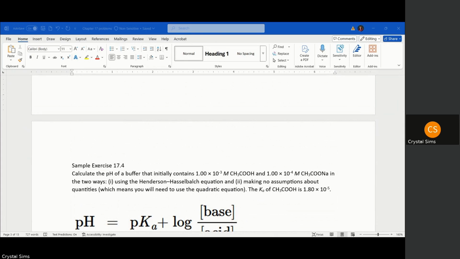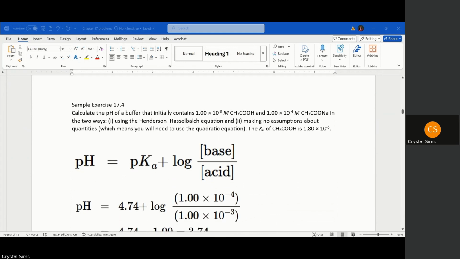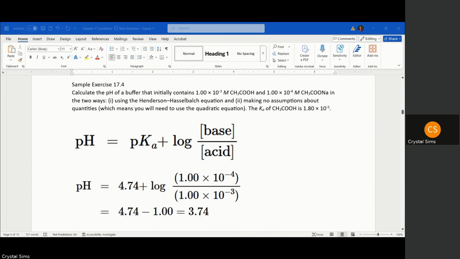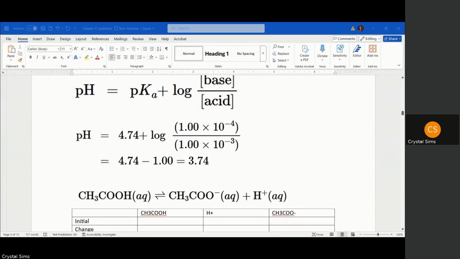So the first thing we're going to do here is use our equation, and that's what we've done here. Remember, it's pKa plus log of the concentration of the base divided by the acid. We have our concentrations here that we plugged in, and we've got sodium acetate here, the acetic acid here. The Ka value they told us was 1.80 times 10 to the negative 5, and when we take the pKa of that, we get 4.74. And when we do the math, the pH of this solution we get using the Henderson-Hasselbalch equation is 3.74. All right. That's our pH. Now, they wanted us to redo it, making no assumptions. So let's look at that.